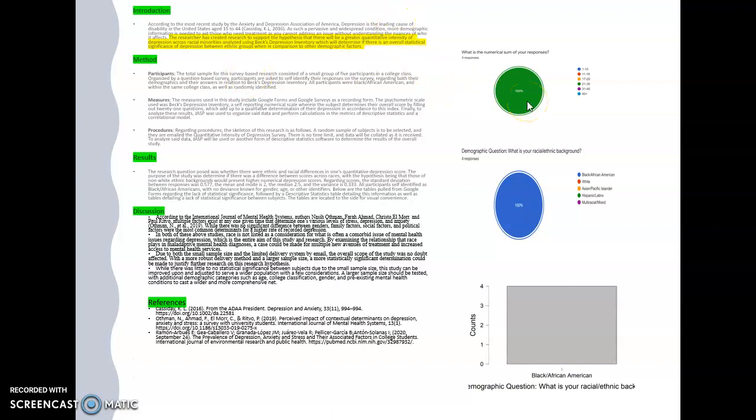This is the Google Forms table with the Venn diagram, the numerical sum of responses. So all subjects reported intensive depression within the 21 to 30 range as far as their numerical sum, to put them in the moderate to intense depression quota.